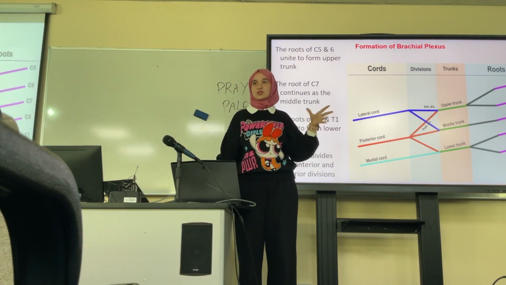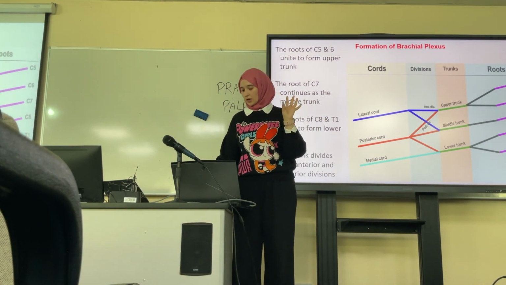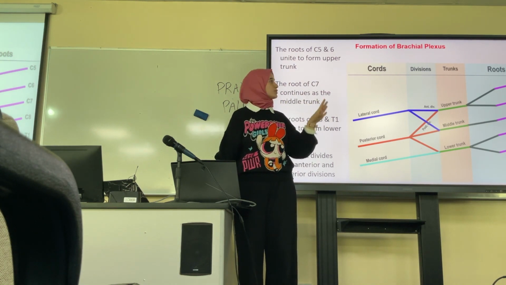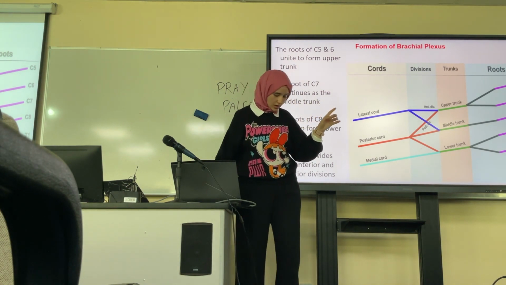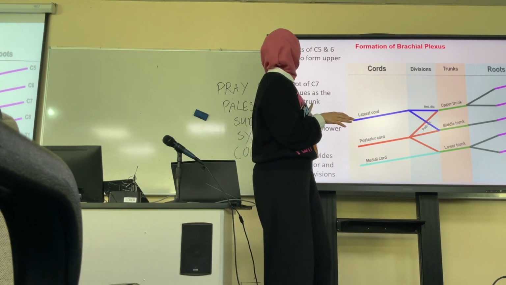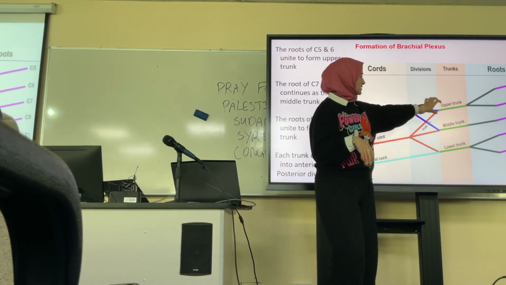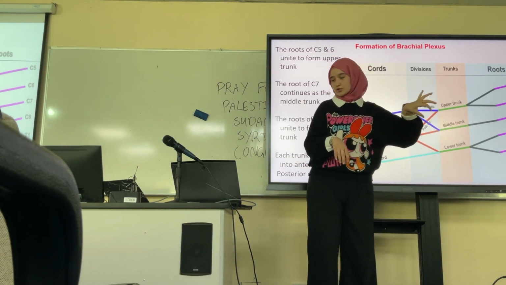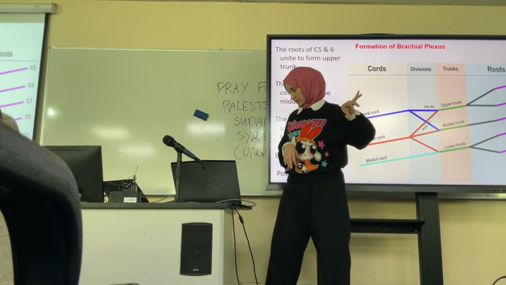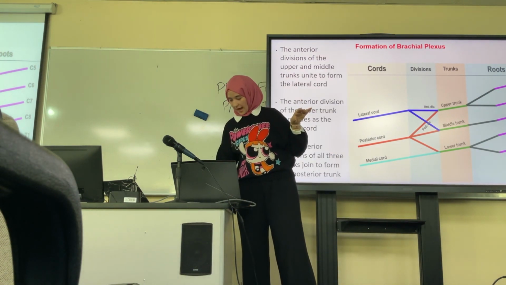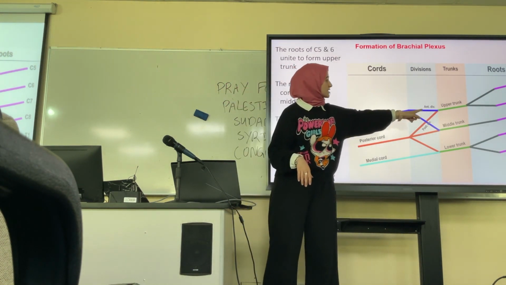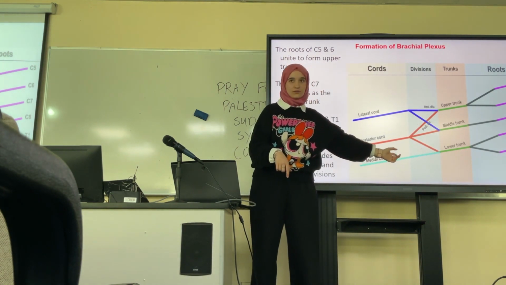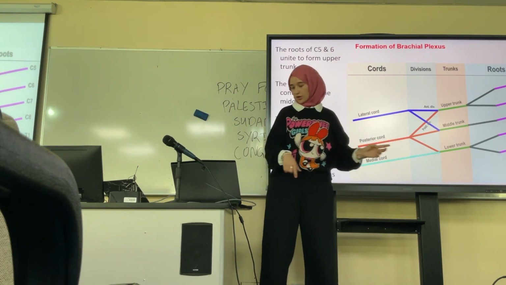Here the divisions and everything are a bit easier. As we said, roots, trunks, divisions, and cords, then branches. Everything is systematic. We have C5, C6 coming together, C7 alone, and C8 and T1 together forming the lower trunk. Each trunk has an anterior and a posterior division.